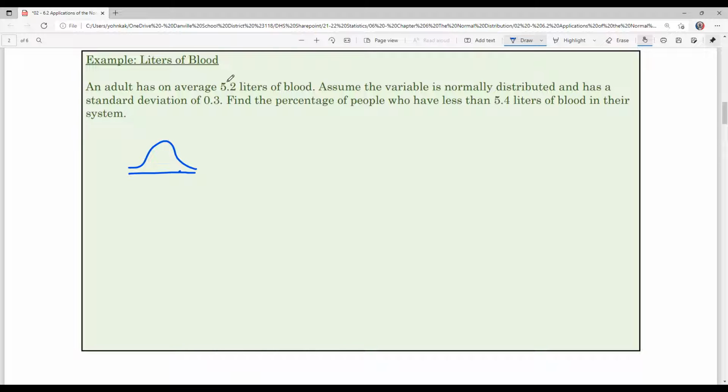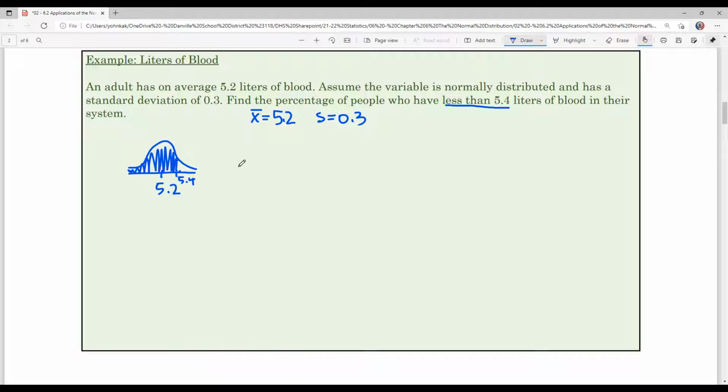It tells us that an adult has on average 5.2 liters of blood. So that's going to be our x bar. It also tells us that our standard deviation is 0.3. So that's going to be our s. Then we can put in the middle of our standard normal distribution what our mean is, which is 5.2. And then I want the percentage of people who have less than 5.4. So 5.4 is going to be on the right-hand side, and if it's less than 5.4, I'm going to draw a picture like this.